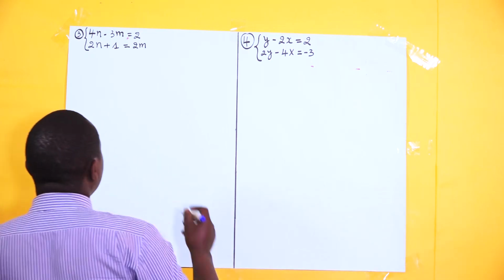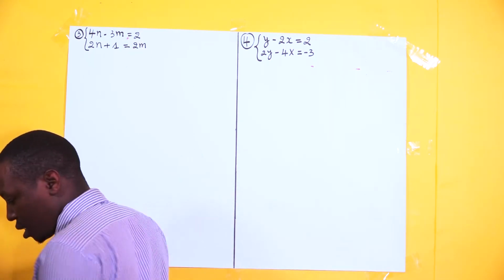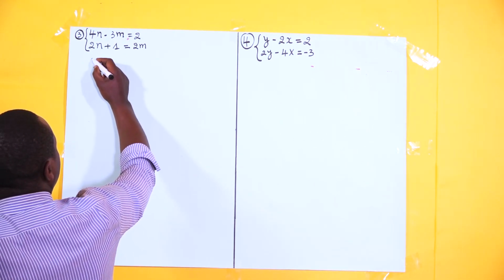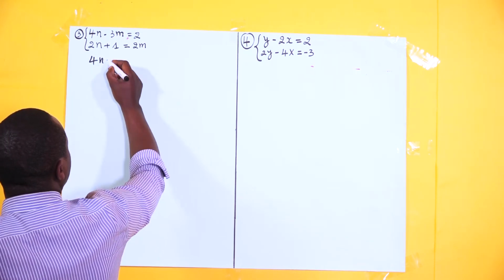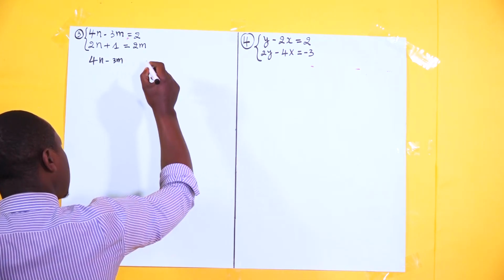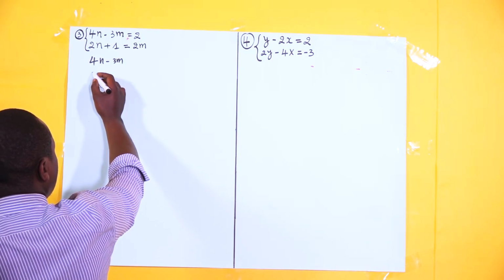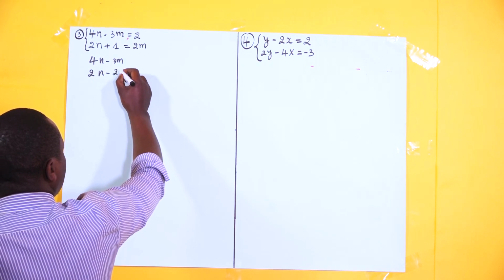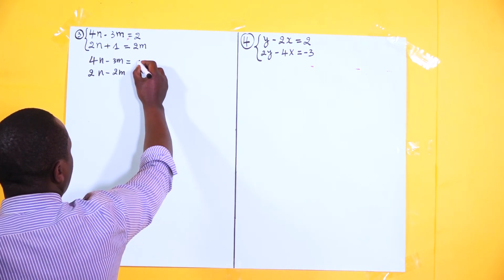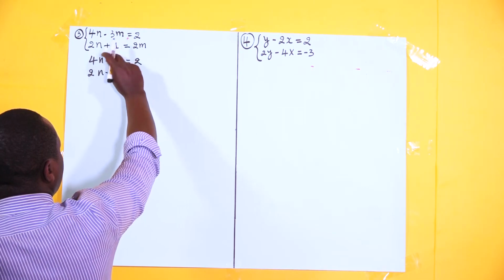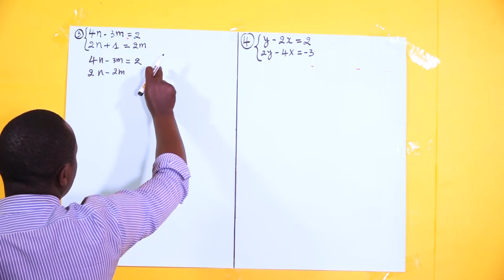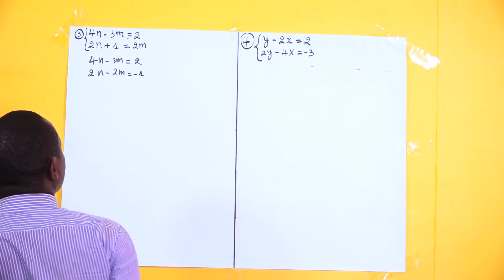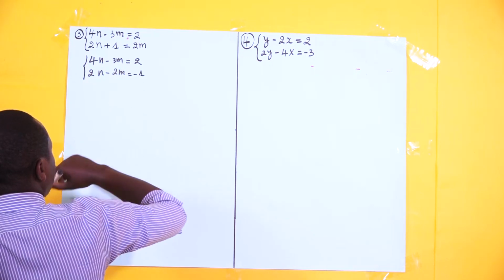So how can you arrange this? Let's start from n, no problem. It is going to be 4n minus 3m equals 2. Let's take this one to the other side. It is going to be 2n minus 2m equals, and the positive 1 going to the right-hand side becomes negative 1. So the system becomes this way.